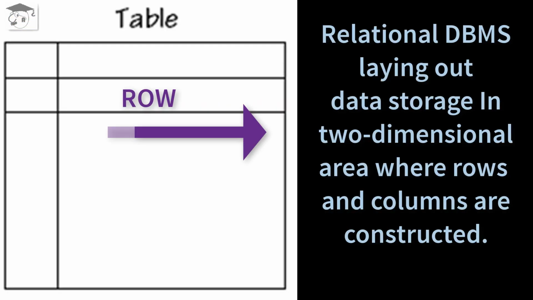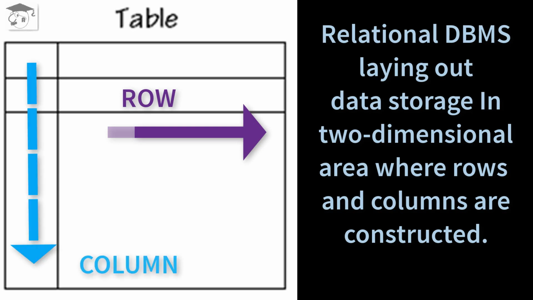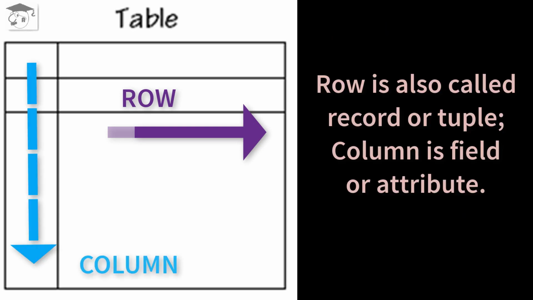Relational DBMS lays out data storage in two-dimensional area where rows and columns are constructed. Row is also called records or tuple, column is field or attribute.